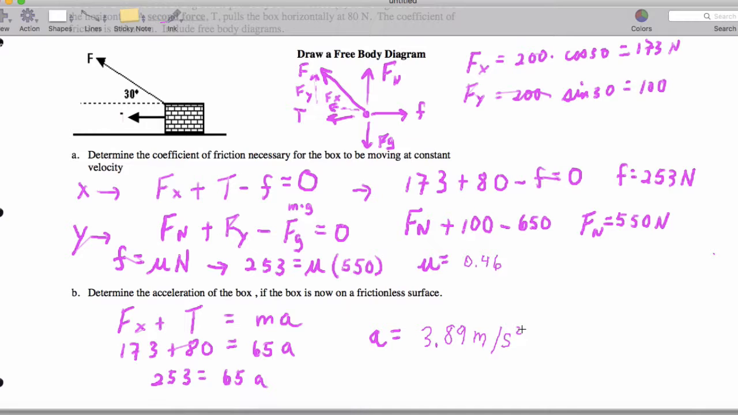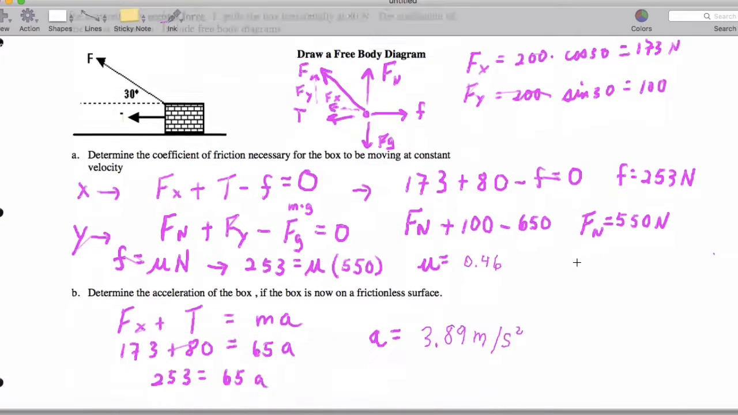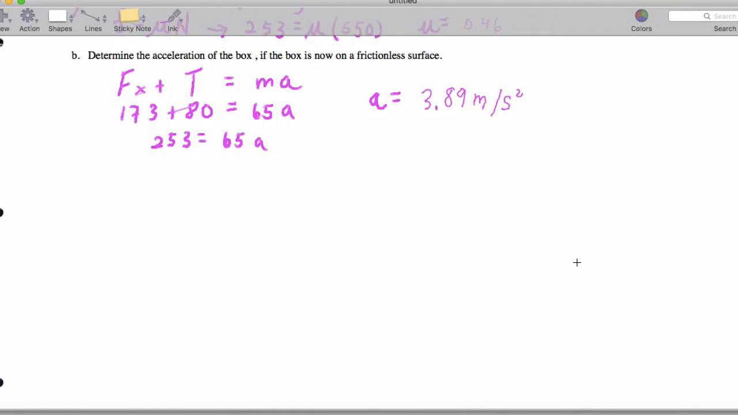I can scarcely believe my luck. Actually, I can believe my luck. This is a very believable number, and I don't know why I thought that would be some kind of lucky thing. Okay, so there we go. All right, so that is the second to the last page on the exam.